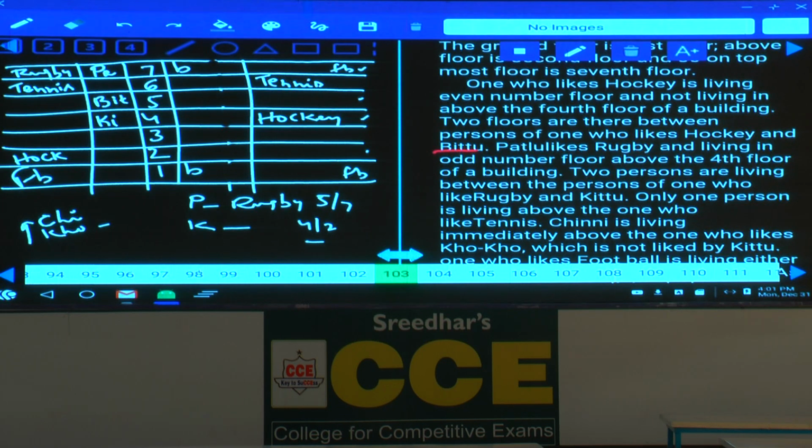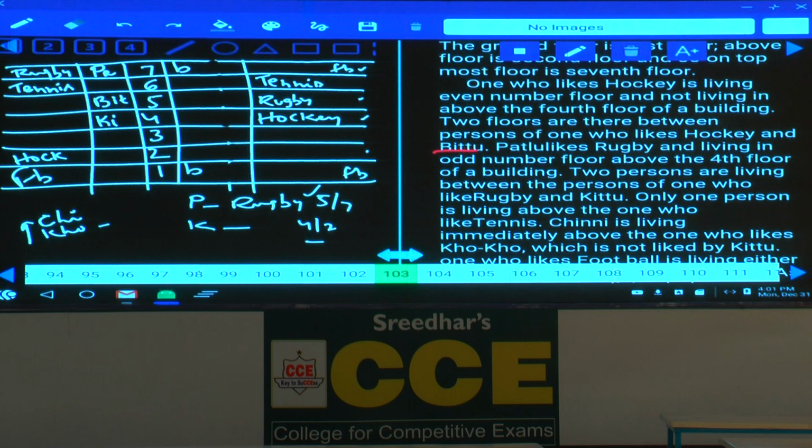Now first we need to fix this rugby. Tell me where can we keep this rugby? It can be either on the 5th floor or on the 7th floor, isn't it? Now, first we are taking this possibility: rugby is on the 5th floor, because there is no other information given about this one.